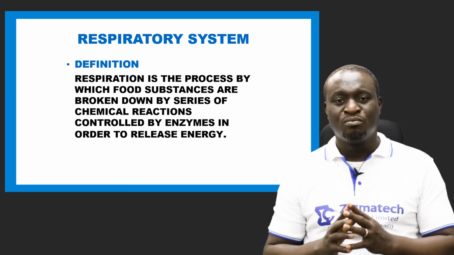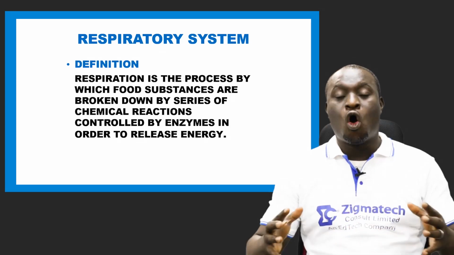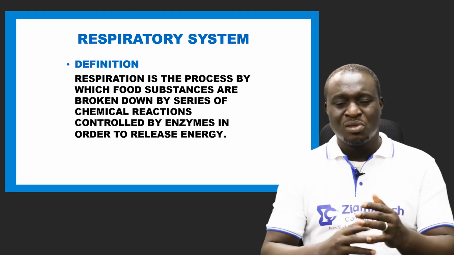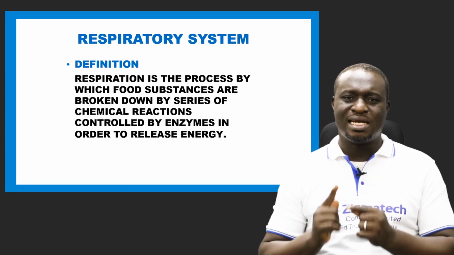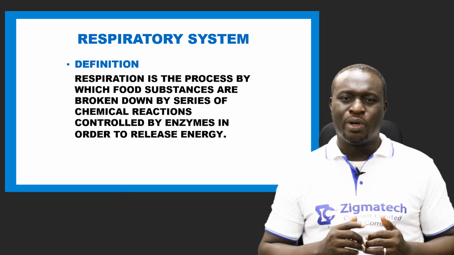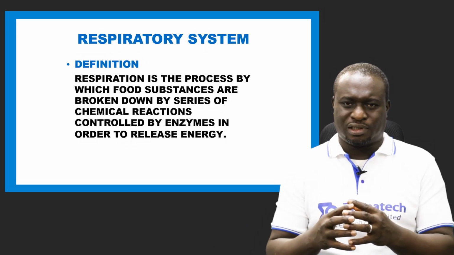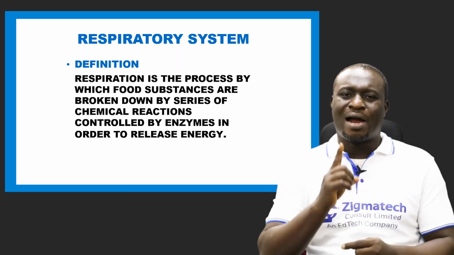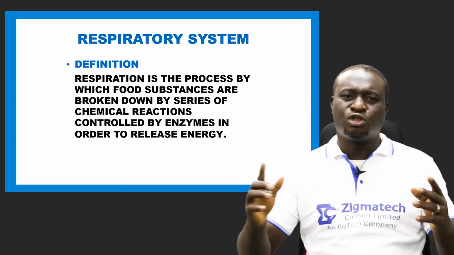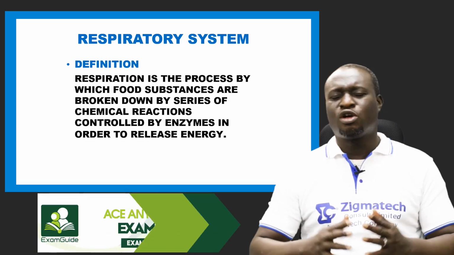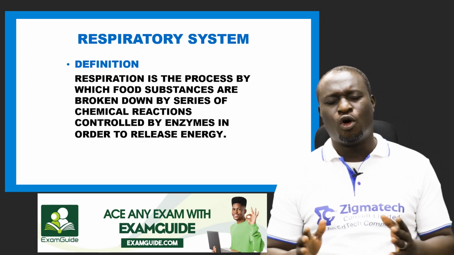In the same manner, systems can be defined as aggregates of organs which come together and they carry out a particular function. Now, if we relate this to the respiratory system, we can define respiratory system as aggregates of organs which come together to carry out the sole function of respiration. To carry out the sole function of respiration. And we're going to be looking at several organs that are responsible for respiration to really occur.